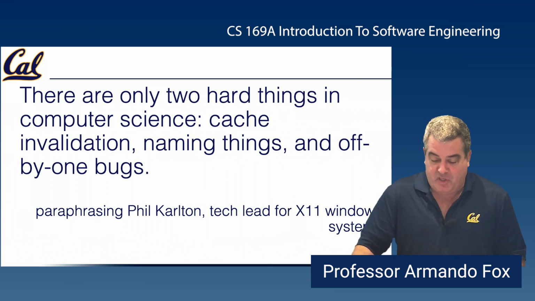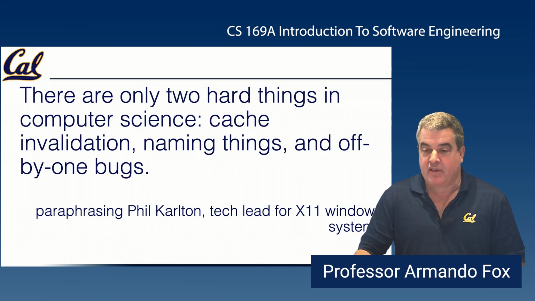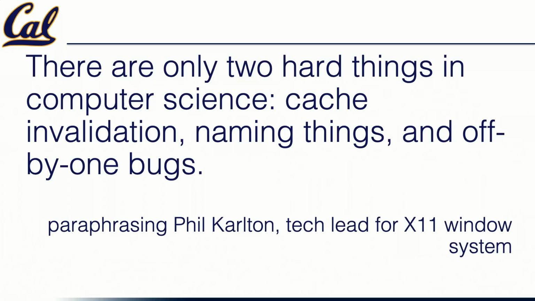This is a paraphrase of his quote. He actually said there's only two hard things in computer science: cache invalidation and naming things. My version is that there are two hard things in computer science: cache invalidation, naming things, and off by one bugs. But take that with a grain of salt.